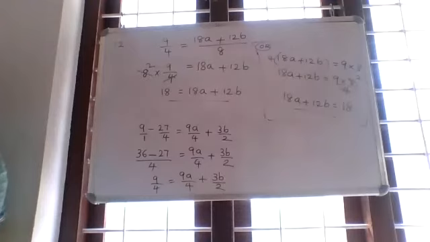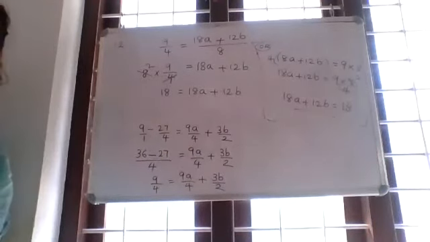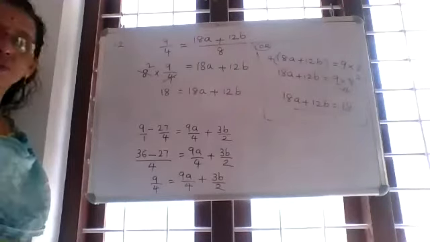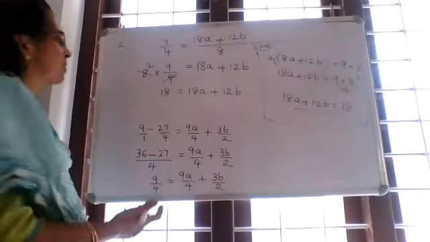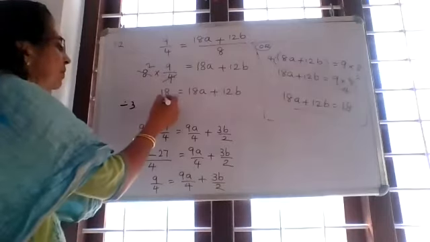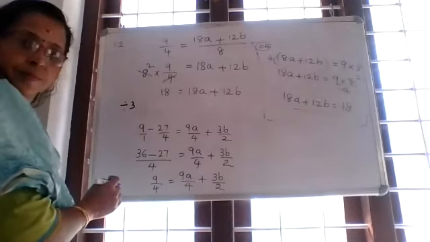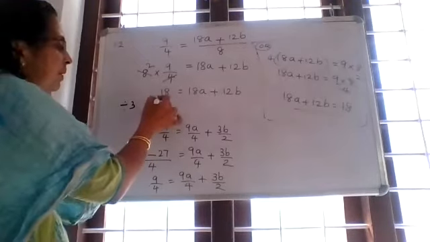Then next, what we want to do? 18 is equal to 18a plus 12b, dividing throughout by 2. Then 2 and 3 are possible, so 3 is possible, no? So we can do dividing throughout by 3. How many times? 18 divided by 3.